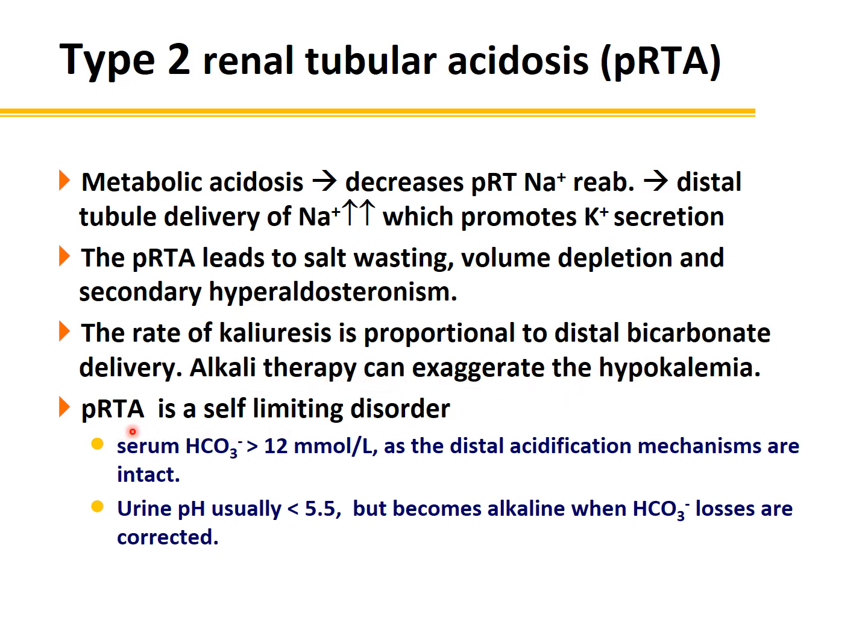Now, the proximal renal tubular acidosis is usually a self-limiting disorder, where the serum bicarbonate is higher than 12, as the distal acidification mechanisms are intact. And the urine pH usually is less than 5.5, but becomes alkaline when bicarbonate losses are corrected. And you can see how the kidney is losing bicarbonate.